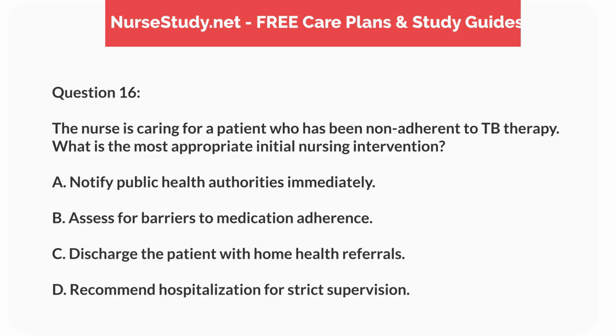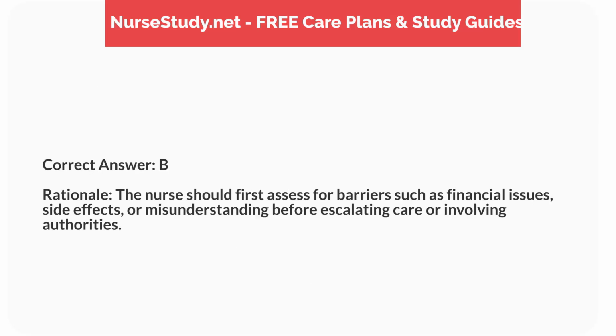A. Notify public health authorities immediately. B. Assess for barriers to medication adherence. C. Discharge the patient with home health referrals. D. Recommend hospitalization for strict supervision. Correct answer, B. Rationale: the nurse should first assess for barriers such as financial issues, side effects, or misunderstanding before escalating care or involving authorities.